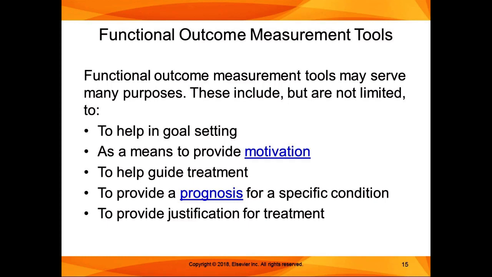So in the case that I just talked about, we know that now's the time to start fitting the guy for his brace, now that he has better range of motion, to provide a prognosis for a specific condition. So the PT is able to say, I think we can get you into this brace and it's going to help you walk better. And to provide justification for treatment. So functional outcome measurement tools, you can say, because this person scored this score on the Berg, they need skilled physical therapy to reduce their risk of falling. So all of those are reasons for using functional outcome measurement tools.